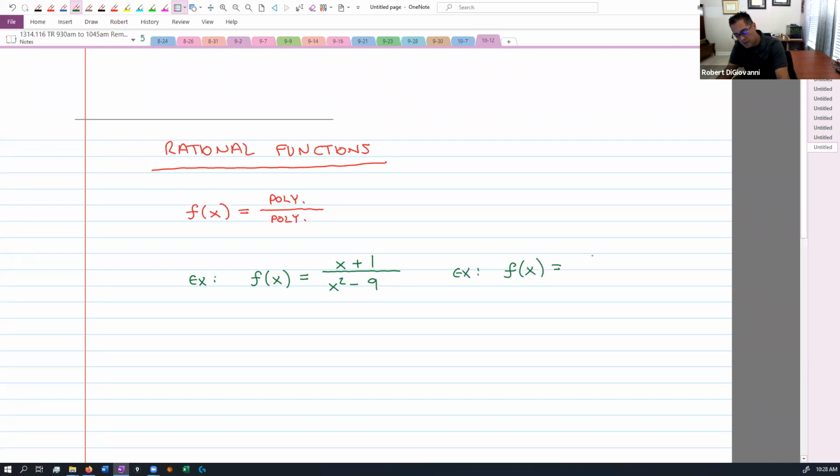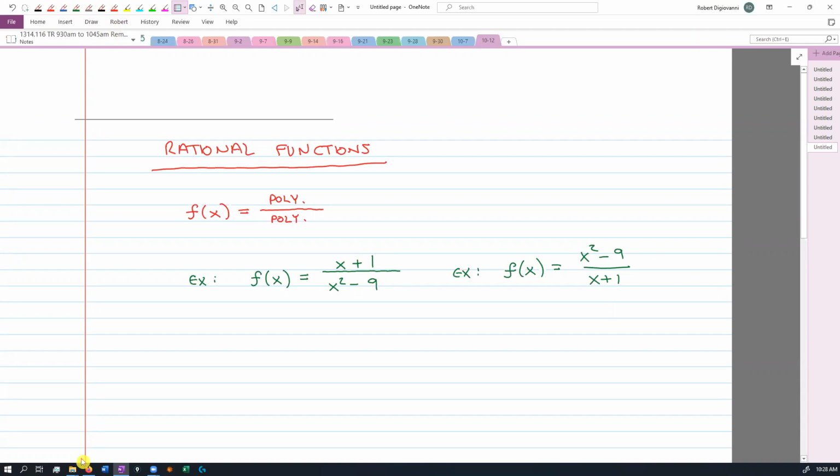Another example would be, why don't we take that same thing, but this time flip it over. Let's do x squared minus 9 on the top and x squared plus 1 on the bottom. Do you think that these graphs look anything the same? Do you think they're similar to one another, or all I did was flip them over? Do you think the graphs look similar? I think so. Yeah, maybe.